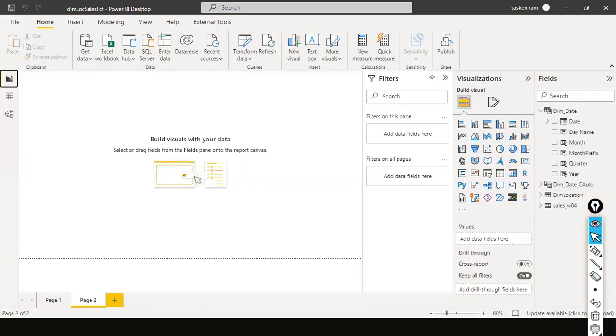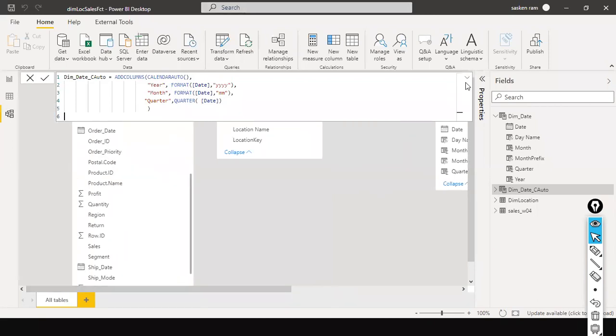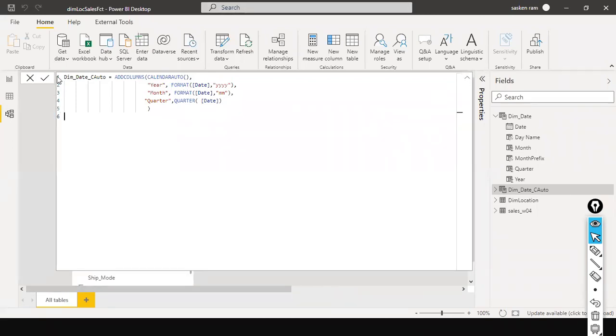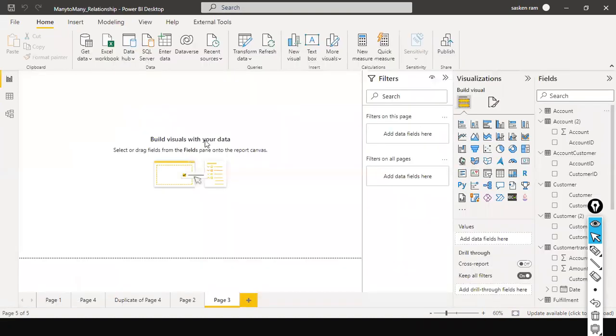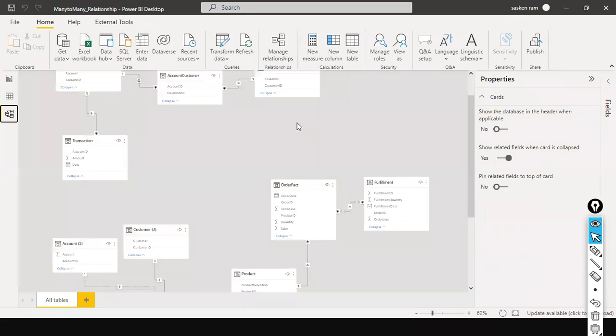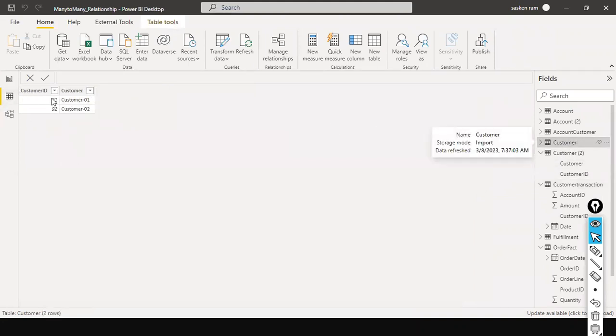Now what I do is I'll take you to my Power BI Desktop, and here I will show you the tables that I used. Not this one, I'll just close this one. The other one is the many-to-many relationship. Here I just use the tables. This is my customer table. And what is a customer ID? 91 is customer 01, 92 is customer 02.